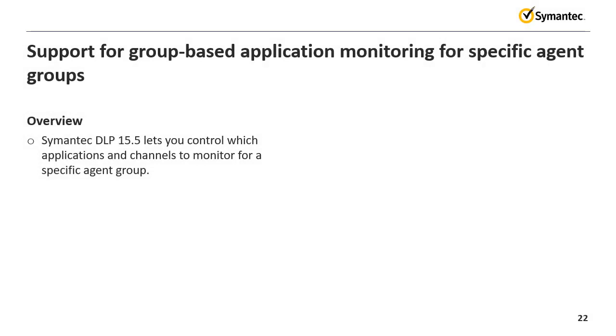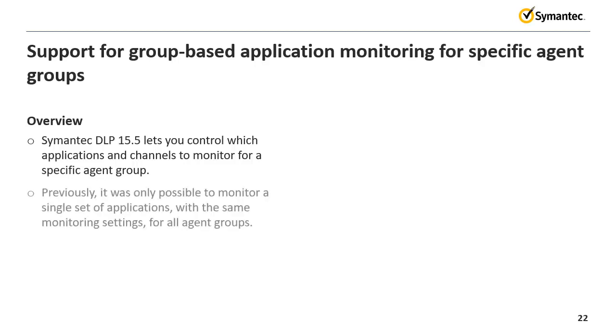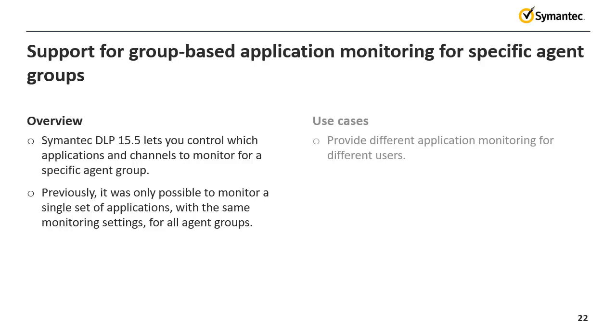Symantec DLP 15.5 lets you control which applications and channels to monitor for a specific agent group. Previously, it was only possible to monitor a single set of applications with the same monitoring settings for all agent groups. This feature enables organizations to provide different application monitoring for different users and to roll out application monitoring changes in phases.